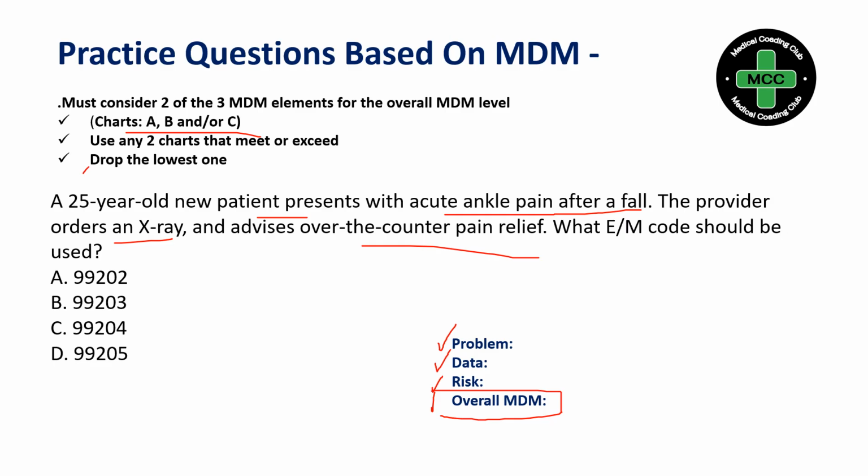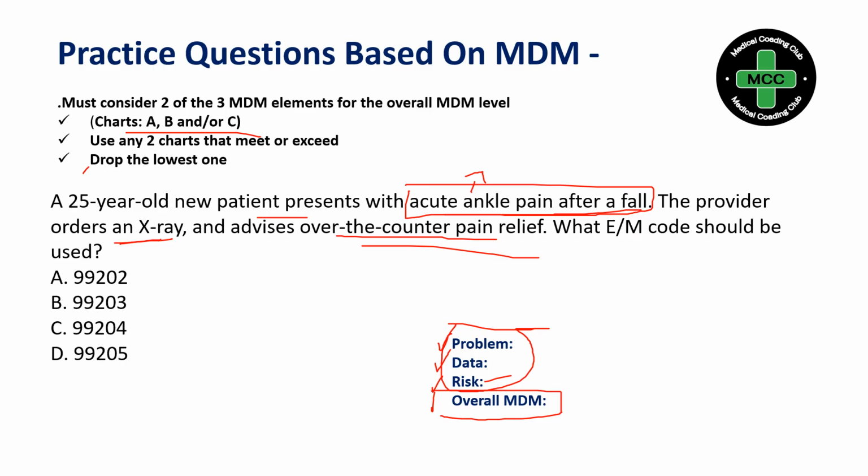Okay, so here what is the problem? The problem is acute ankle pain. So you should know in which problem level you will get the acute ankle pain. I can say this will be in the acute uncomplicated injury. Same way, the provider orders an X-ray, so X-ray will be your data point, and advises over-the-counter pain relief, so OTC drug will be your risk. So we are getting all these three charts here. So let's conclude a final MDM.